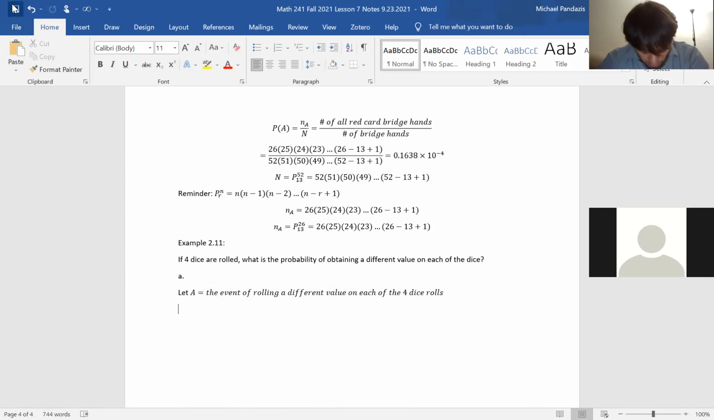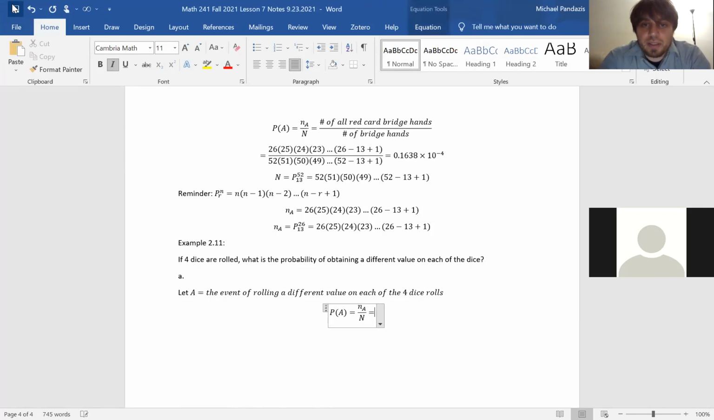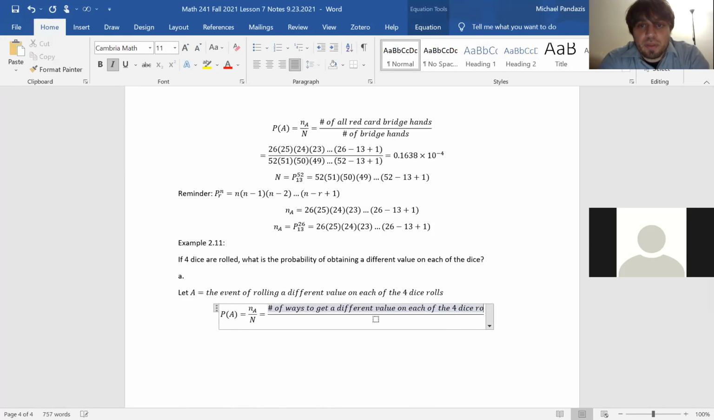Okay. So what we want to do is find the probability of this event A. So the probability of A is equal to n sub A divided by capital N. And so I'm continuing to write these things out so that you can see the translation here. So n sub A is the number of ways to get a different value on each of the 4 dice rolls. And then the denominator is the number of ways to roll the dice 4 times.